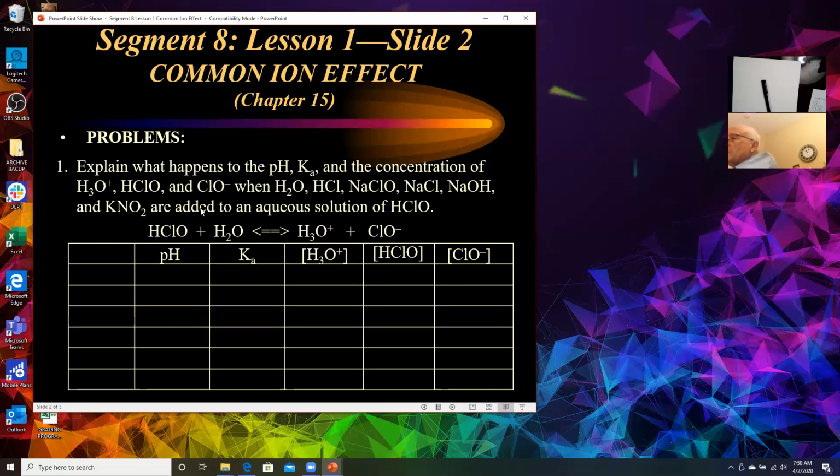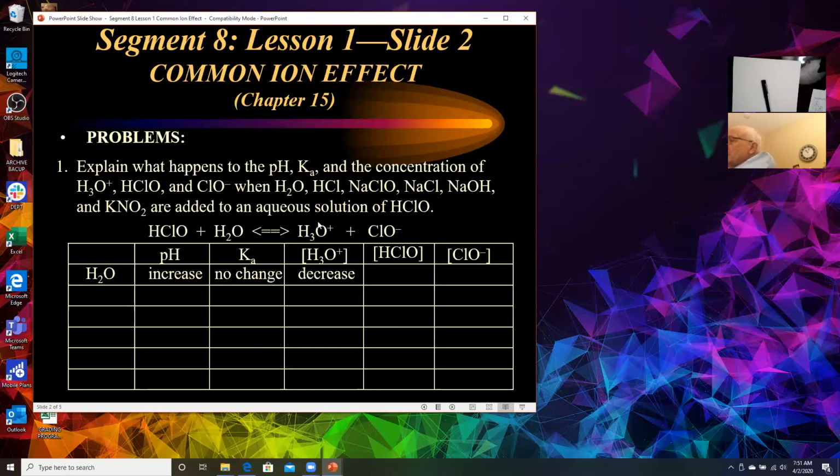Now here's a table where we're going to add several different things to illustrate both the common ion effect and the adding of acids and bases. I'm going to see what is the effect on the pH, the pK, the Ka, the hydronium ion, hypochlorous acid, and hypochlorite ion in this equilibrium if I add water to it. Okay, the pH is going to go up. Well, we'll look at that in a minute. The Ka is not going to change because we didn't change the temperature or add a catalyst.